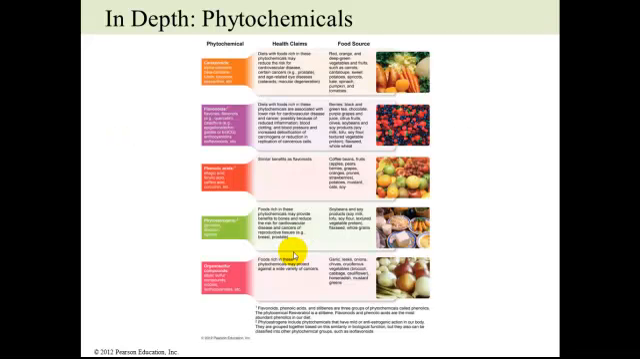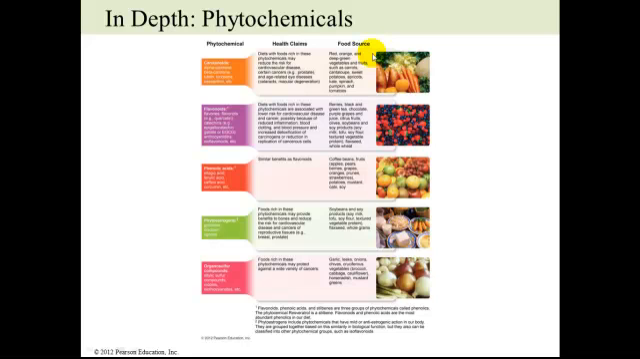Now, the different phytochemicals we see are shown on this nice diagram, which is represented on page 69 inside of the book. These are some of the different phytochemicals. These are some of the health claims, which again have not been fully vetted or fully evaluated by the FDA, as well as some of the sources.